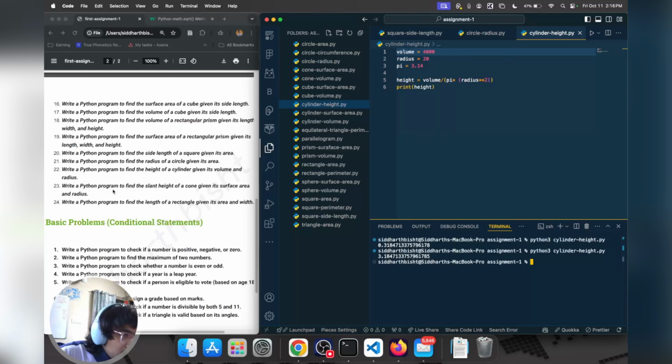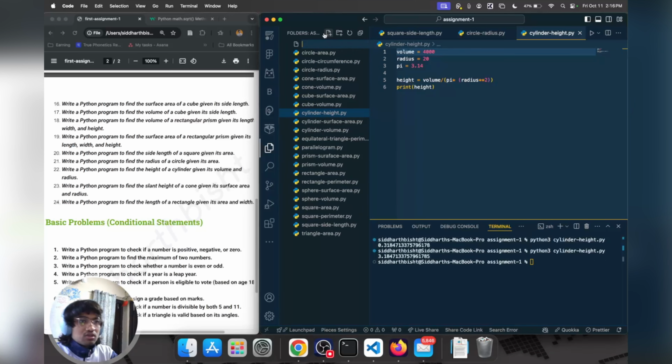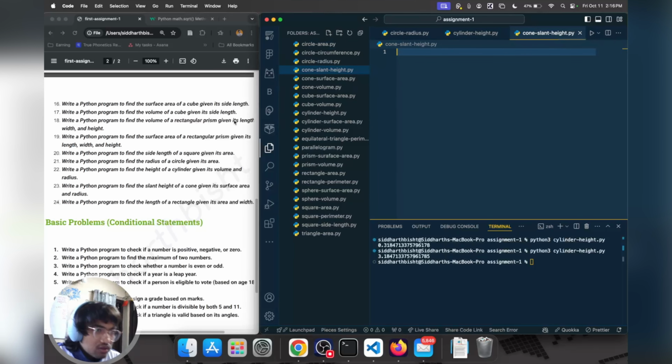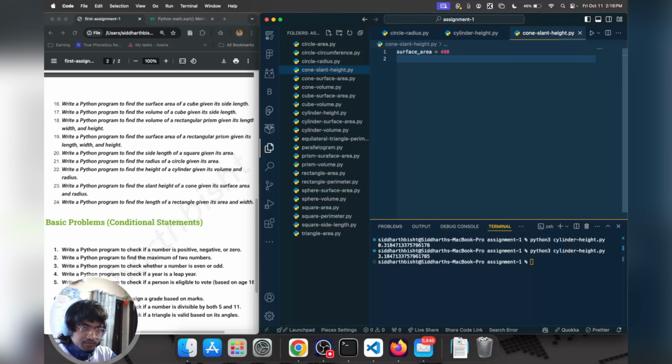Write a Python program to find the slant height of a cone given its surface area and radius. So cone, what we have to find? Slant height.py. Let's see what we are given: surface area and radius. So surface area is equal to, let's take anything, radius is equal to, let's take anything for now, and let's take the value for pi, that is static 3.14. And we have to find its slant height.